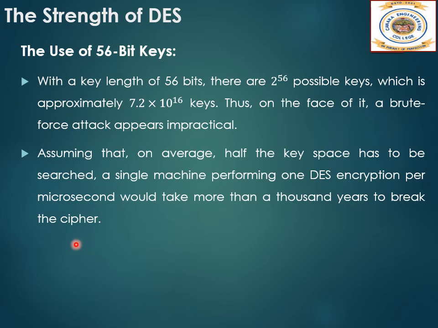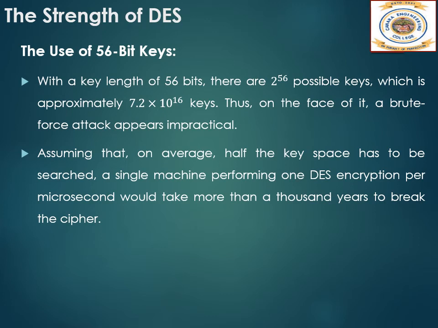However, the assumption of one encryption per microsecond is overly conservative. As far back as 1977, Diffie and Hellman postulated that the technology existed to build a parallel machine with 1 million encryption devices, each of which would perform one encryption per microsecond. This would bring the average search time down to 10 hours. The authors estimated that the cost would be about $20 million in 1977.